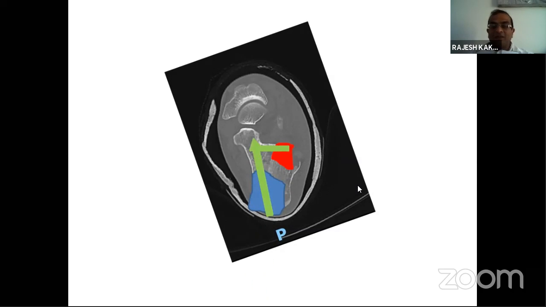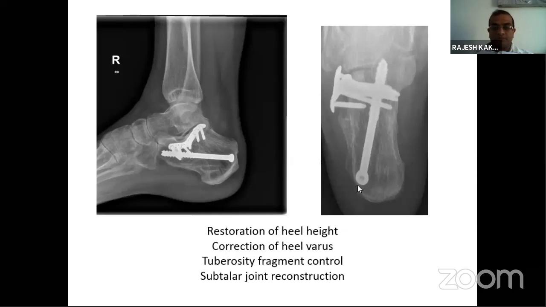first, to fix the posterior facet, restoring the articular surface with absolute stability using an interfragmentary compression device, and then you have to lag the calcaneal tuberosity fragment to the constant fragment, i.e. the sustentaculum tali, again using compression screws or plates.